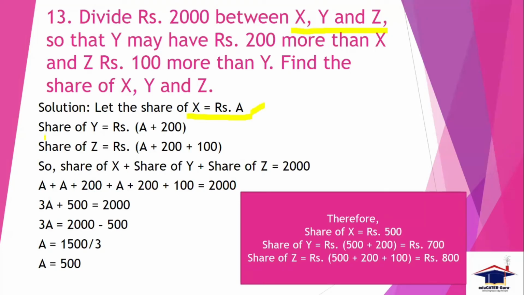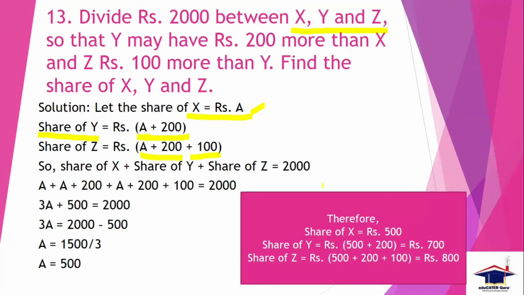Then they have said the share of y is 200 more than the share of x. So the share of x is a, and 200 more than it is a plus 200. The share of z is 100 more than the share of y. So the share of z is a plus 200, and you have to add 100 more, so you have to put 100.